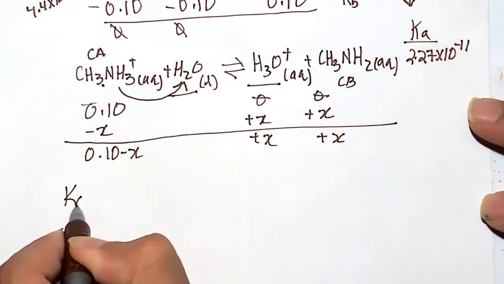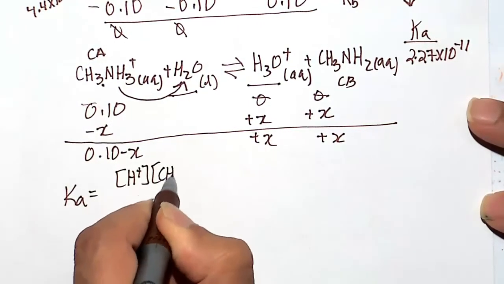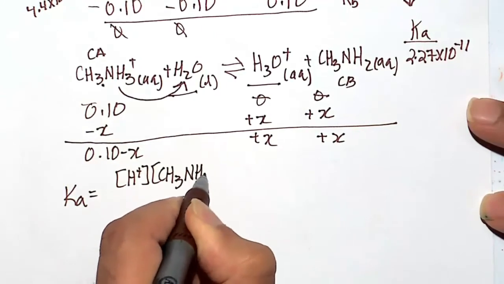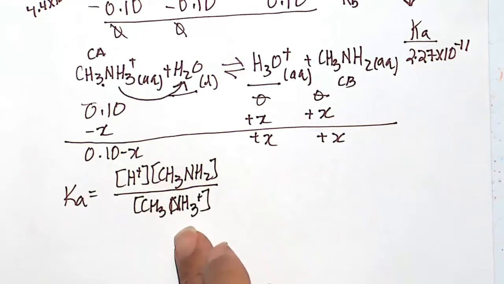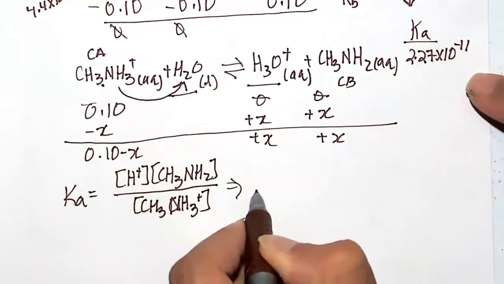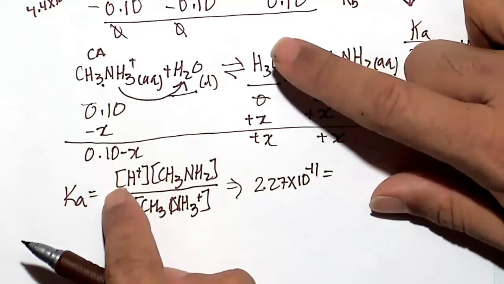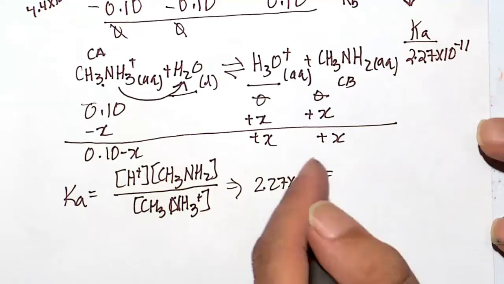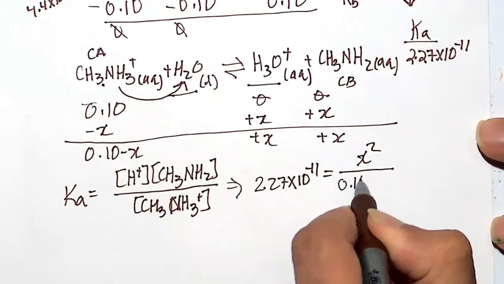So let's do our Ka expression. It's going to be products over reactants. I'm just substituting H plus for hydronium ion. Once again, these are one and the same. Ka we just calculated to be 2.27 times 10 to the minus 11. And H plus is going to be x, as well as CH3NH2, methylamine, will also be x, so that will be x squared divided by 0.10 minus x.